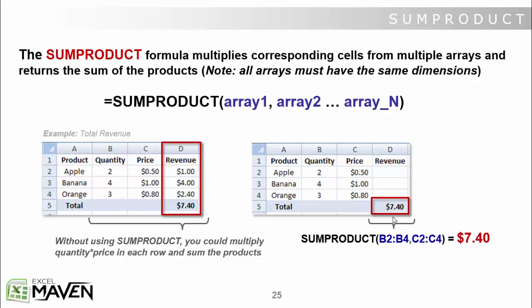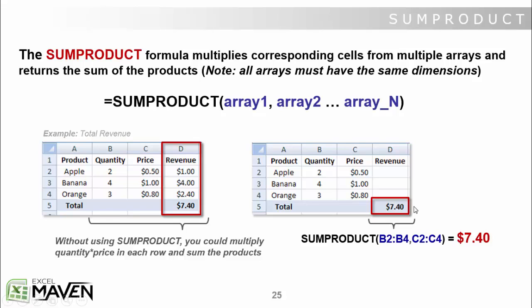SUMPRODUCT does the same thing, just in one step. So if I take the sum product of column B, quantity, and column C, price, it's doing that exact same process. It's calculating products row by row and then summing the results to get the same value.